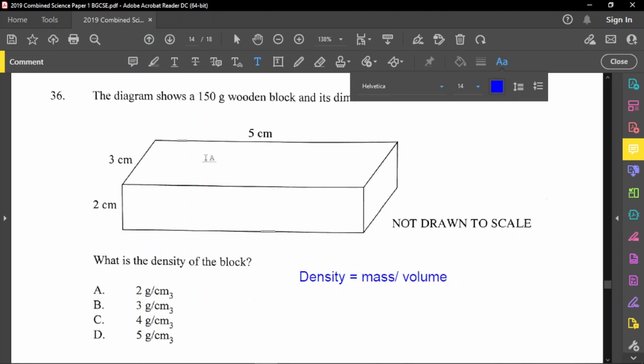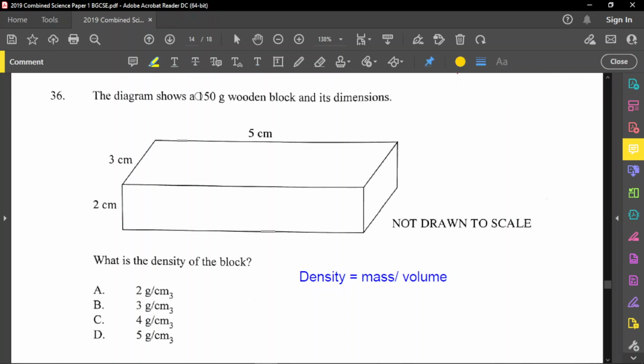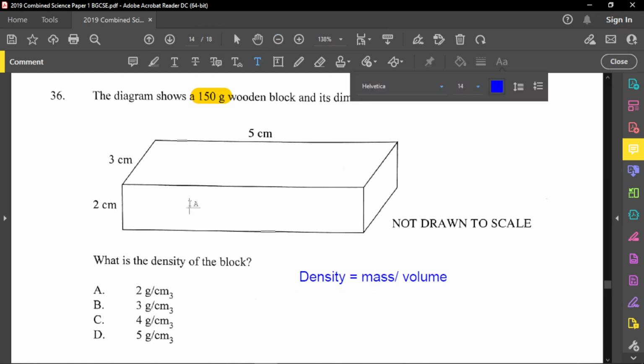Now we need to find the mass. The mass here is 150 grams, all right? So now we find the volume of this block. The volume of this block is going to be 2 times 3, which is 6, times 5, which is 30. Let me work it out for you real quick: 2 times 3 times 5 equals 30. And it's going to be 30 centimeters cubed because it's a cubic dimension, right?